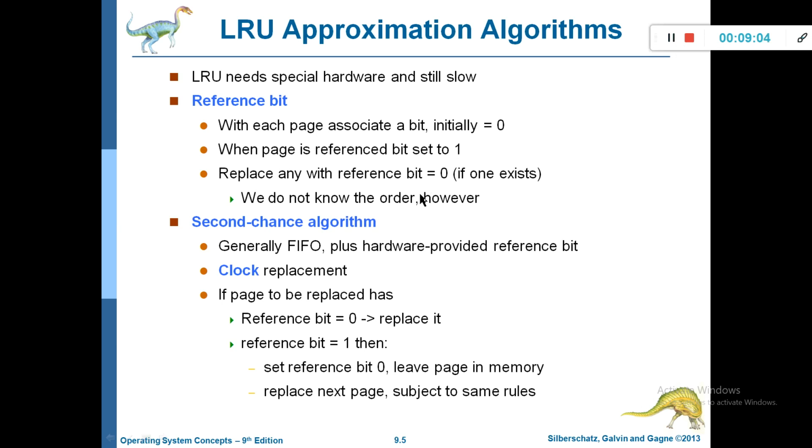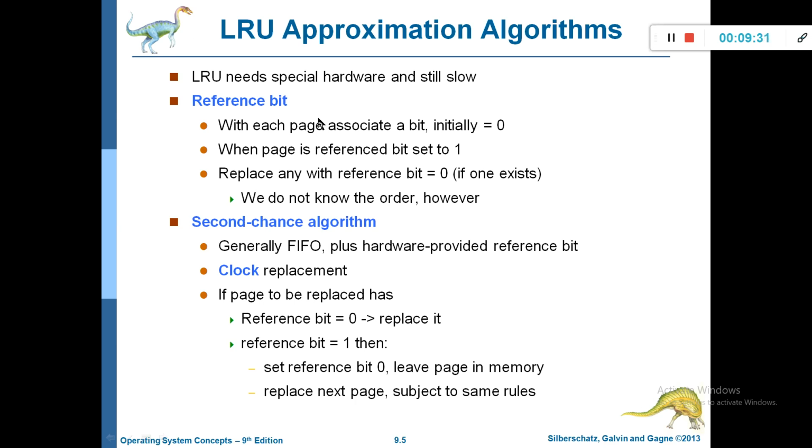Even we don't know the order in which the pages are maintained in the memory. With each page you are associating a bit equal to 0, and when the page is referenced we set that bit to 1. And which page are you going to replace here? The page with the reference bit equal to 0 is going to be replaced, because that page has not been used for the longest time, or in the past. In the past we have not used that page.